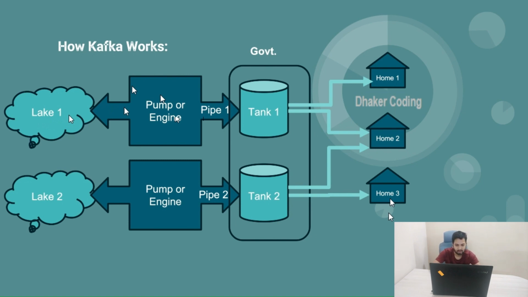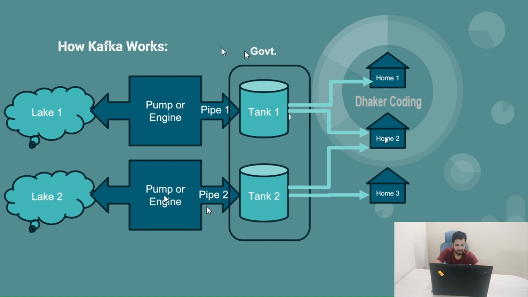Now let's say home one said I need the water from lake one, so it will subscribe to tank one. It will register itself for tank one, and home three will subscribe or register itself for tank two. Now home two will register itself for both tank one and tank two, so it will get the water from both the resources.